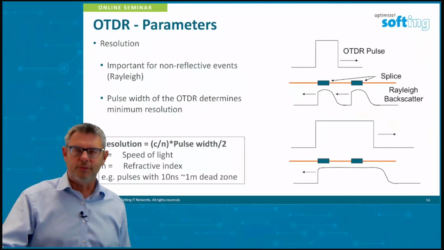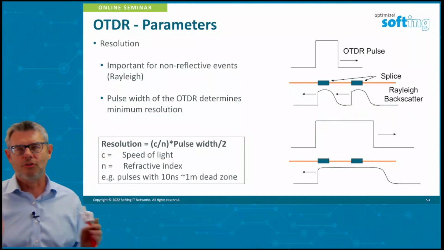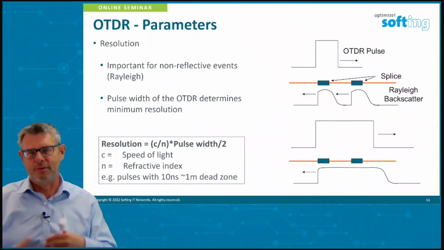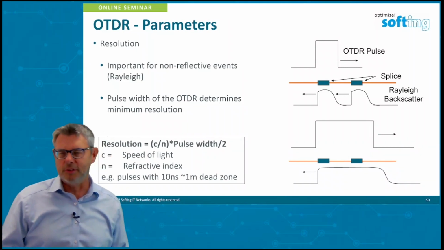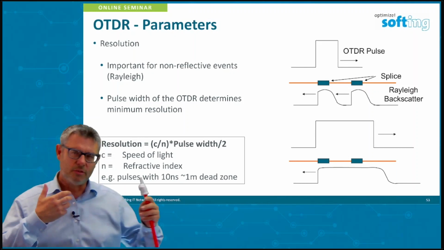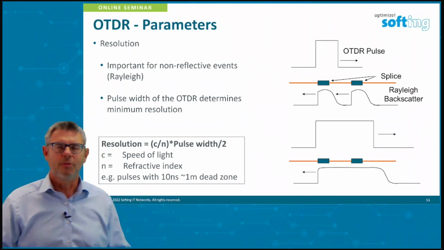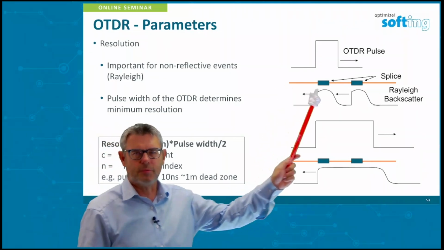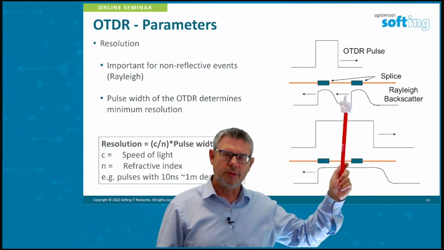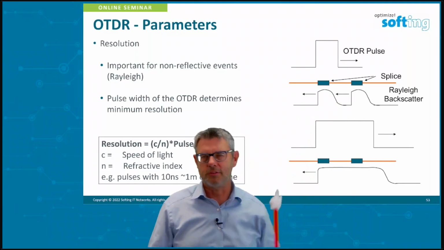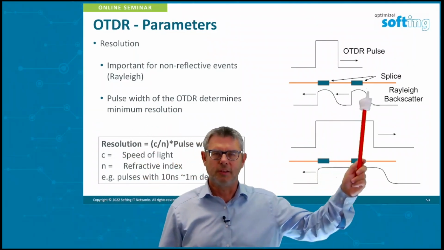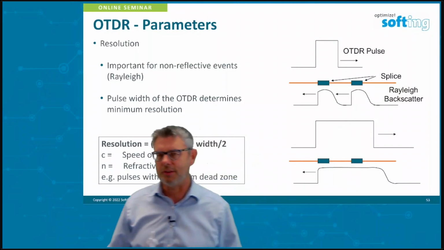Okay, resolution. How short can your pulses be, and how many pulses can we put in one row? This has to do with the length of the pulses. If the pulses get too long, too much energy, you might miss events which are very close together. So you have to make sure when you're testing in a LAN environment also to use pulses short enough to allow for the detection of two events which are very close together.